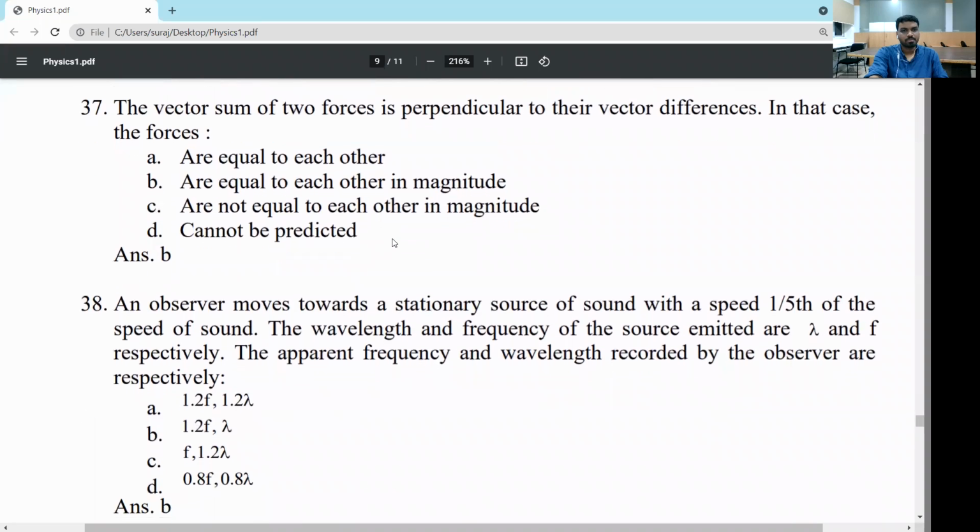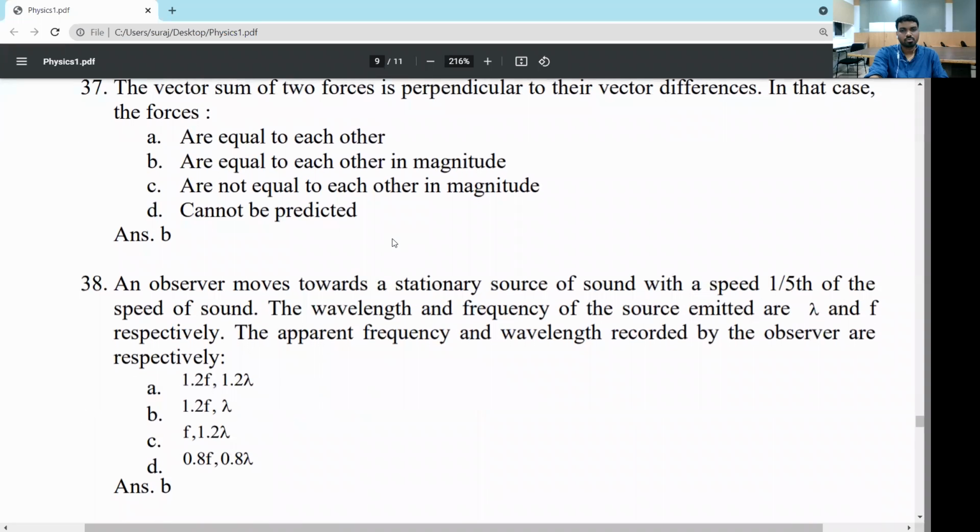38. The observer moves towards the stationary source of sound with speed 1/5 of the speed of sound. The wavelength and frequency of the source emitted are lambda and f respectively. The apparent frequency of wavelength. Observer moves towards the stationary source. Source is stationary. Observer is moving towards the stationary source.